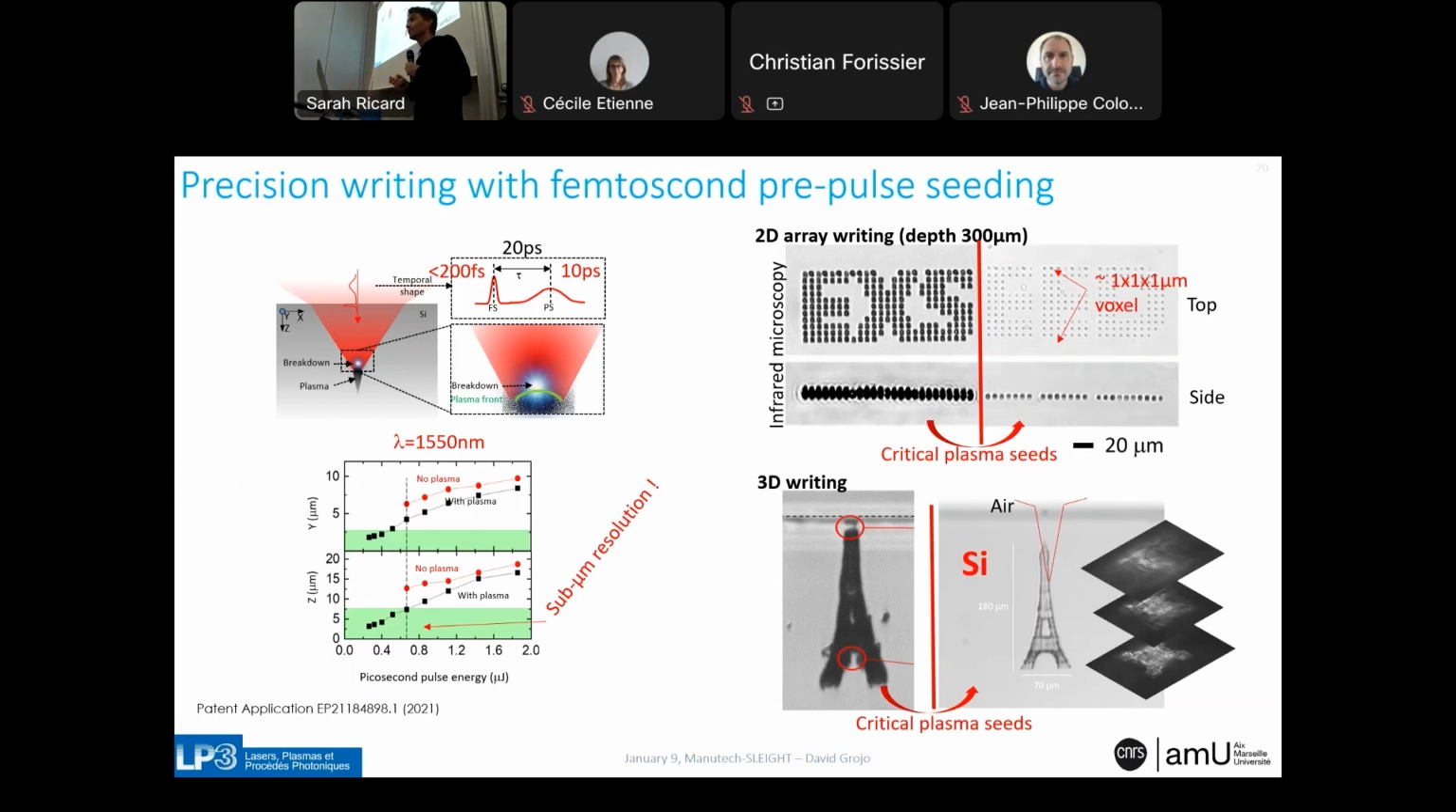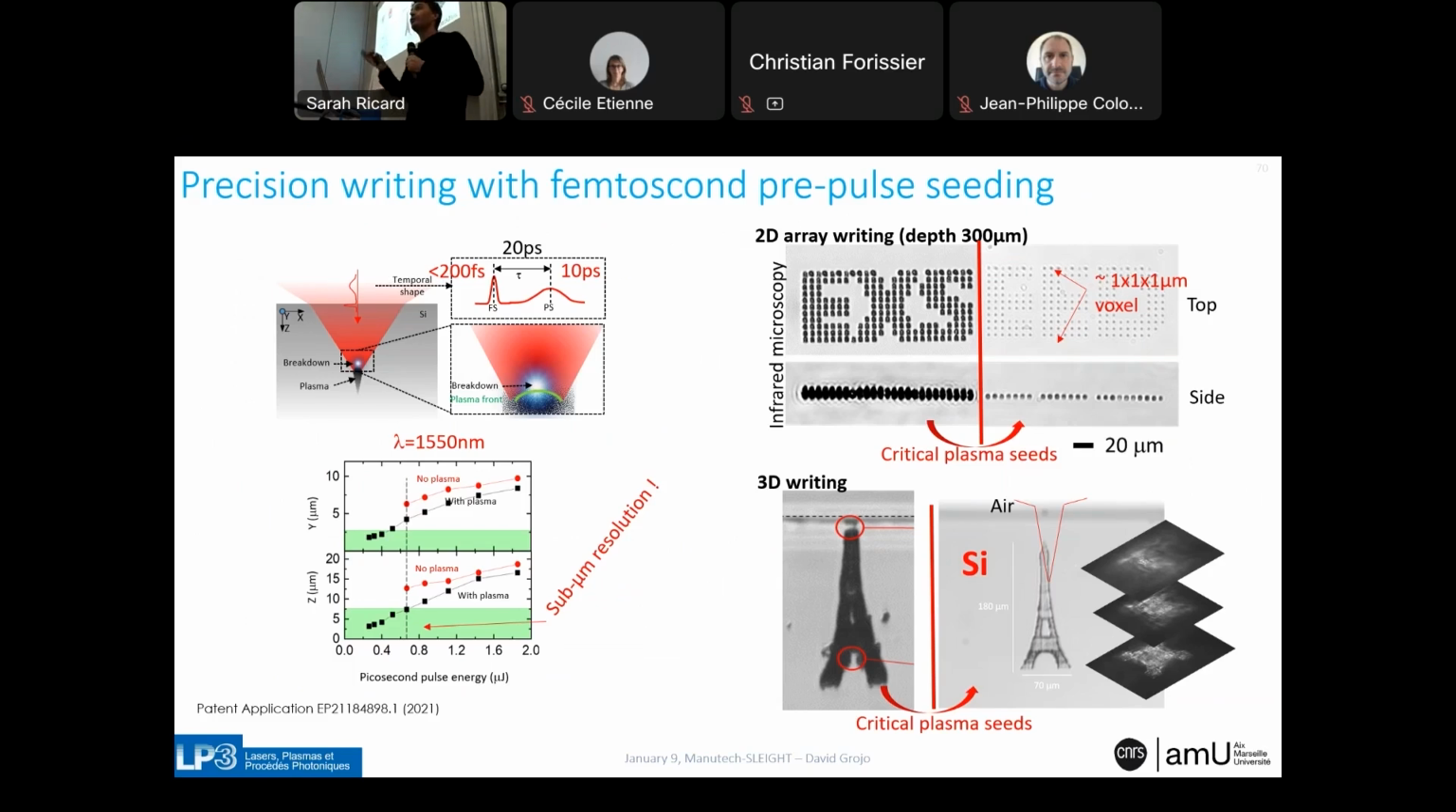So this gives you a bit the level of control we can achieve. From top view, dark field top view, this is a 3D Eiffel Tower, and you see that we can reasonably now work at the micrometer scale.